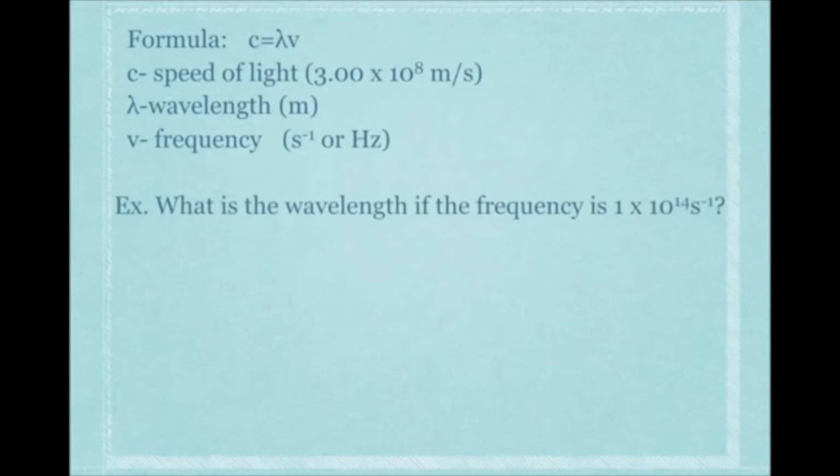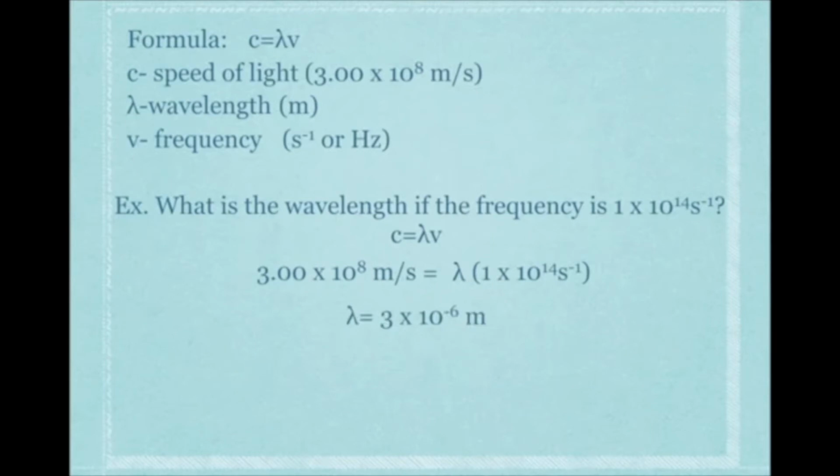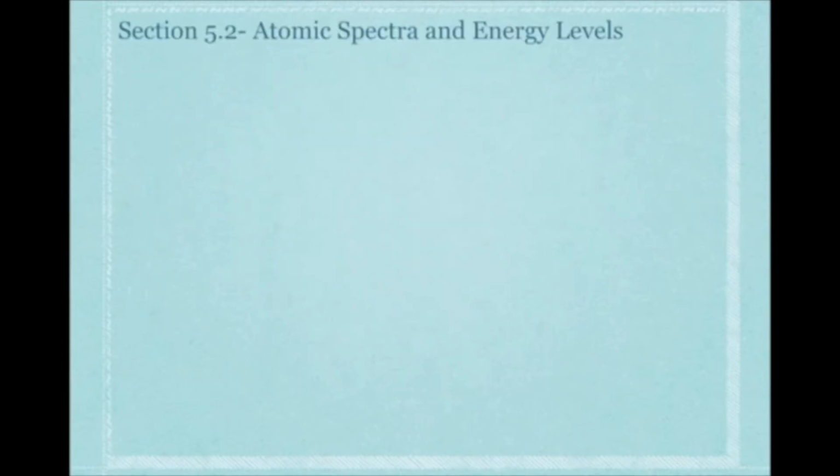So let's look at an example. Here I give you the frequency, so we're going to use this formula. I know that my speed of light is 3.00 times 10 to the 8th meters per second. That equals, well, I don't know what lambda is right now, that's what I'm solving for, times my frequency, which is 1 times 10 to the 14th seconds to the -1. To find my wavelength, I'm just going to divide both sides by 1 times 10 to the 14th, and I get 3 times 10 to the -6, and my units for wavelength are meters.